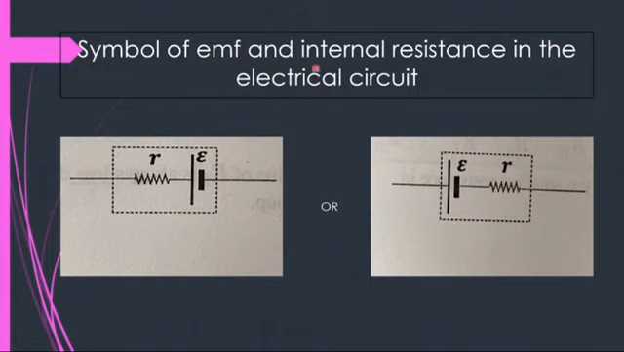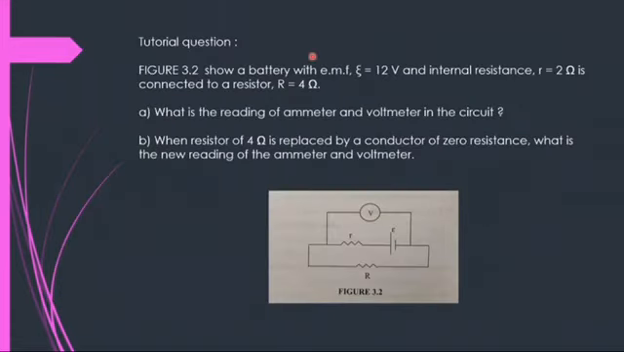So, since internal resistance depends on magnitude and direction, kita boleh nampak dekat figure 1 ni, internal resistance dekat terminal positif, yang dekat figure 2 ni, internal resistance at terminal negatif. So, ni adalah dua contoh figure symbol of EMF and internal resistance in the electrical circuit. So, we move on to the tutorial question.